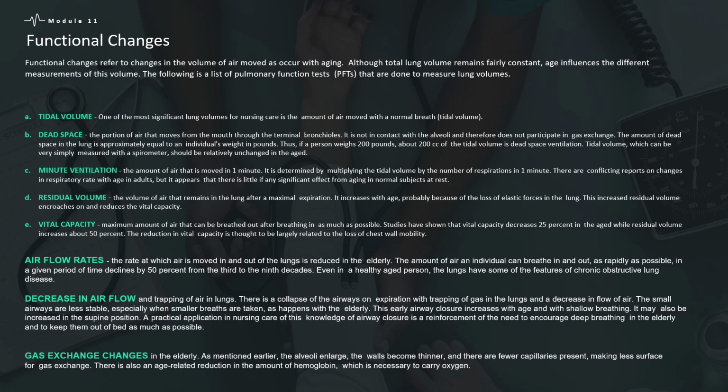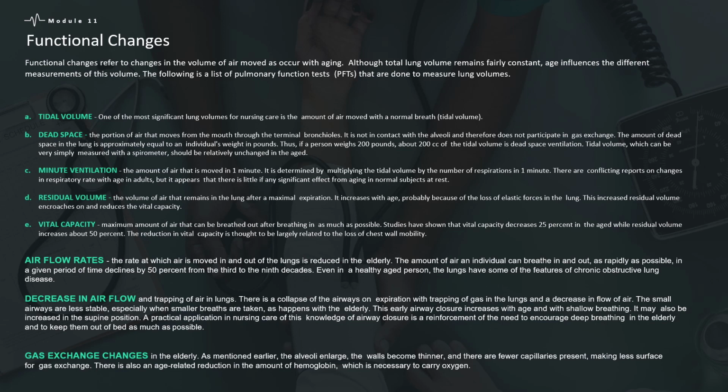Airflow rates, the rate at which air is moved in and out of the lungs, are reduced in the elderly. The amount of air individuals can breathe in and out as rapidly as possible in a given period of time declines by 50% from the 3rd to the 9th decades. Even in a healthy, aged person, the lungs have some of the features of chronic obstructive lung disease. Decrease in airflow and trapping of air in lungs.